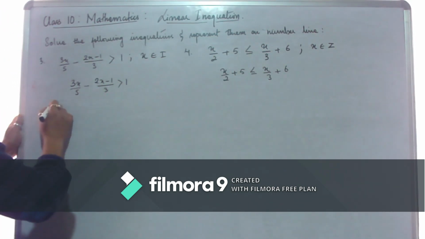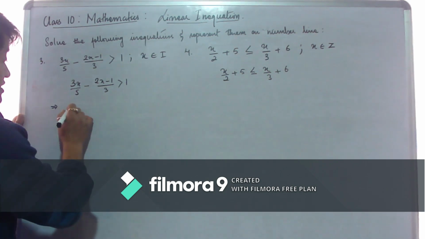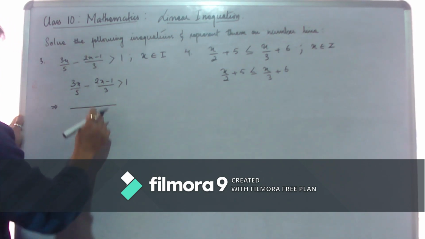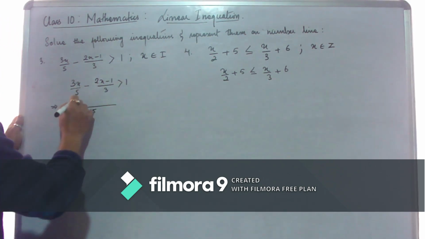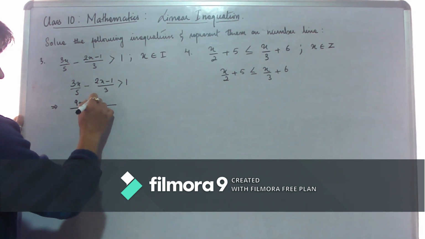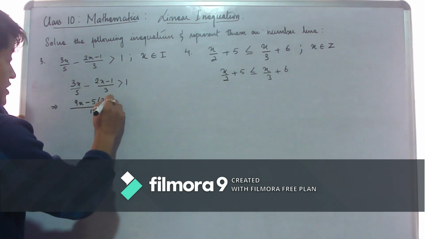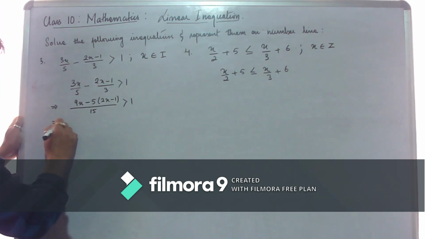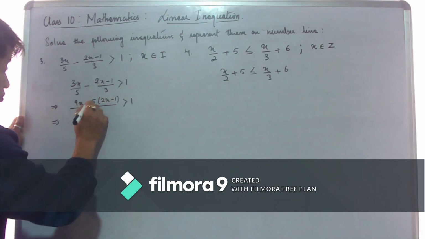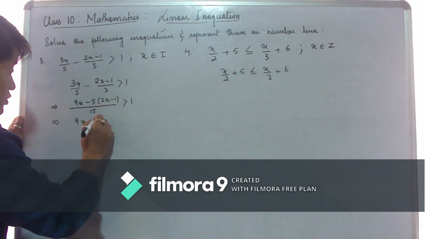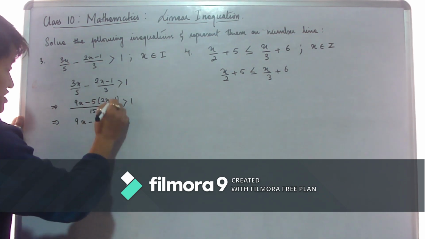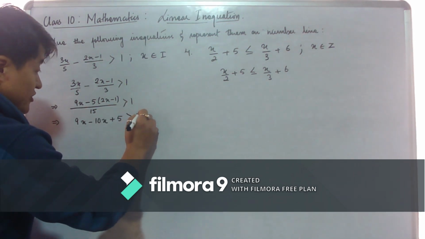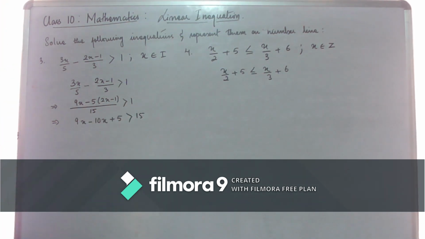I have copied the question. Here we can see that first we'll take the LCM of the denominator. 5 3s are 15. Then cross multiplication. 3 3s are 9x minus 5 into (2x minus 1) is greater than 1. Okay, so here how will we solve? 9x plus, minus into plus minus, 5 2s are 10x, minus minus plus 5, 1 5s are 5, 15 1s are 15, greater than 15. Okay, we did the cross multiplication here.